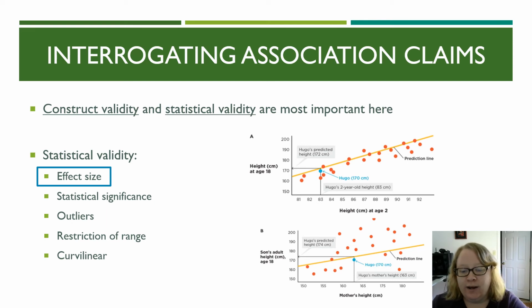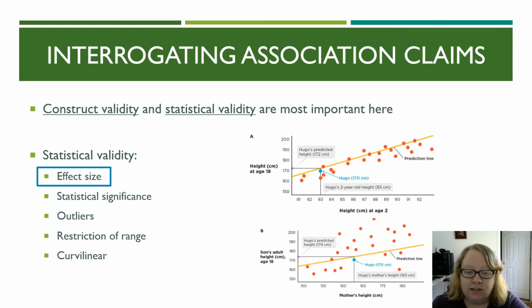Whereas the one on the bottom here, this is son's adult height plotted with mother's height. You can see by looking at these dots, they're kind of all over the place, right? It's not nearly as strong of an association as height from age 2 to age 18, this son's height and mother's height. So this is a much weaker association. This is probably like 0.4, something like that, maybe 0.5. So that's effect size. It tells you how strong is that association, how strongly are they linked together.